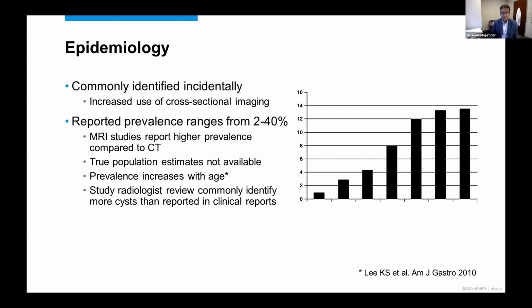We really don't have true population estimates. Most of the studies are in hospitalized patients and in institutional cohorts. The prevalence of incidentally detected pancreatic cysts does increase with age. In this paper published in the Red Journal in 2010, you can see with every decade increase in age, the percentage prevalence of incidentally detected cysts goes up. And oftentimes we'll see that when the study radiologists review these scans, they identify more cysts than what's reported in clinical practice.